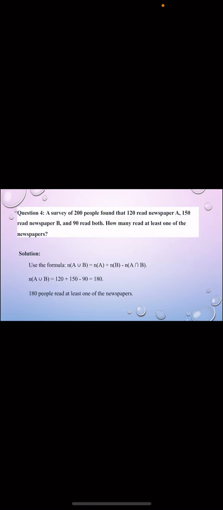The next question is, a survey of 200 people found that 120 read newspaper A, 150 read newspaper B and 90 read both. How many read at least one of the newspapers? So here also we can use the same formula, N of A union B. Here A represents the people who read newspaper A, B represents the people who read newspaper B. N of A union B equals N of A plus N of B minus N of A intersection B. We can use the same method.